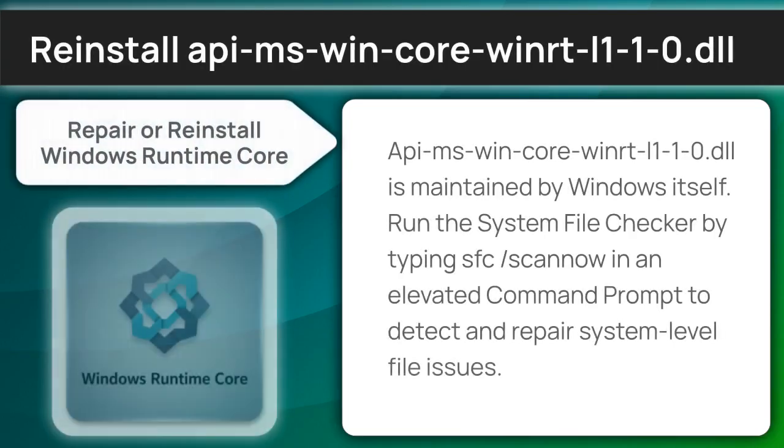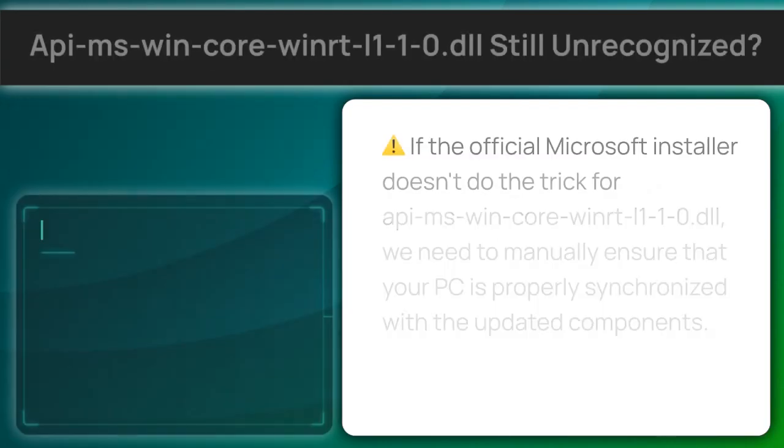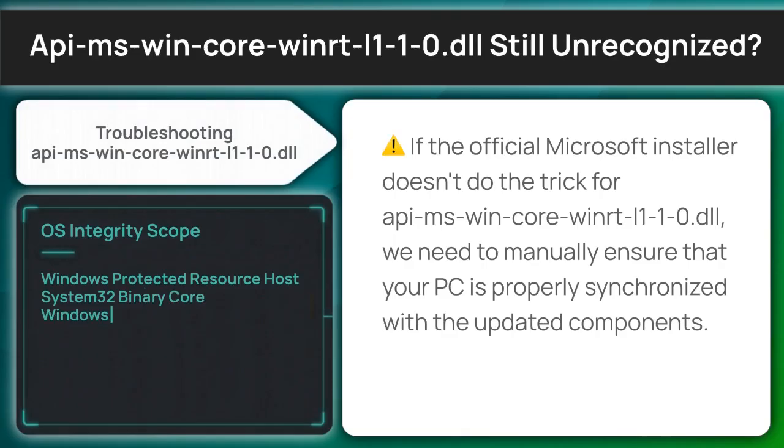api-ms-win-core-winrt L110 is maintained by Windows itself. Run the system file checker by typing sfc /scannow in an elevated command prompt to detect and repair system-level file issues. If you are still encountering the error after following the official setup, it's time to investigate the underlying system architecture.